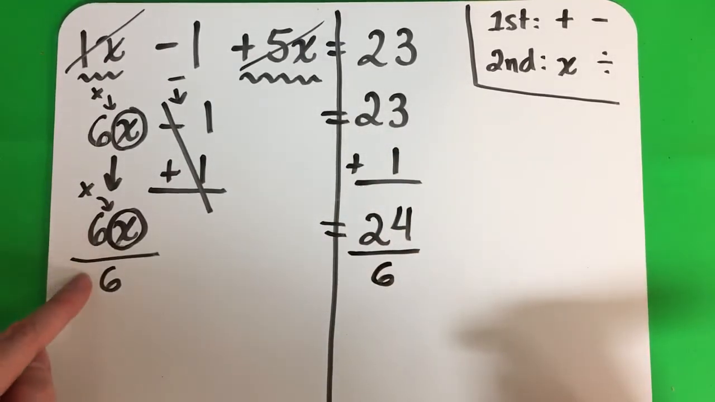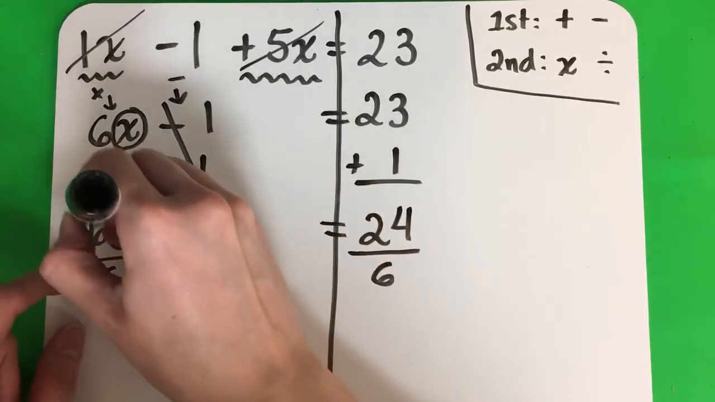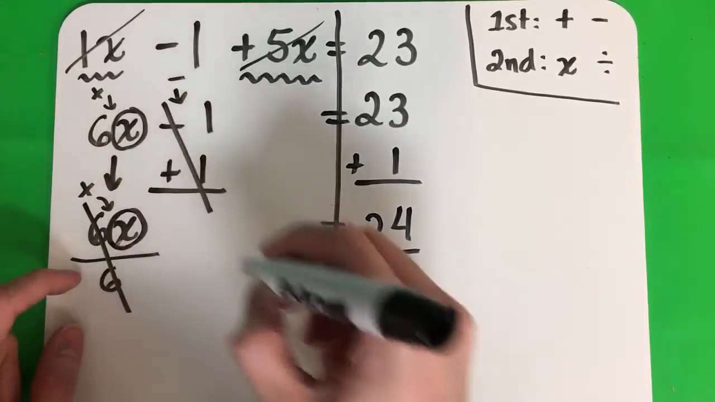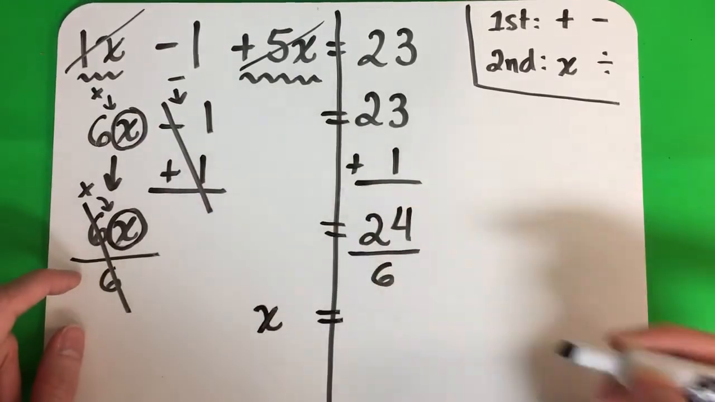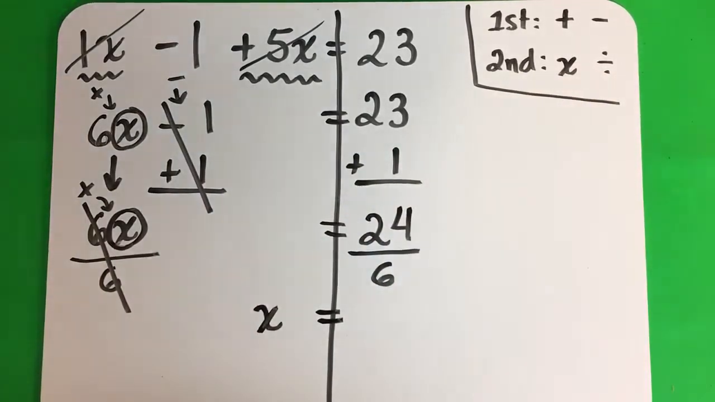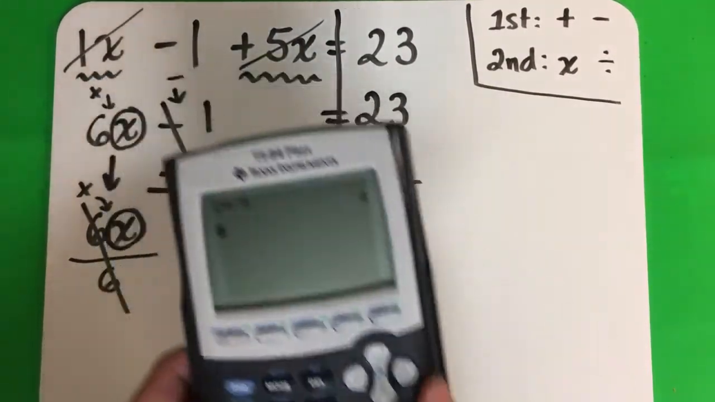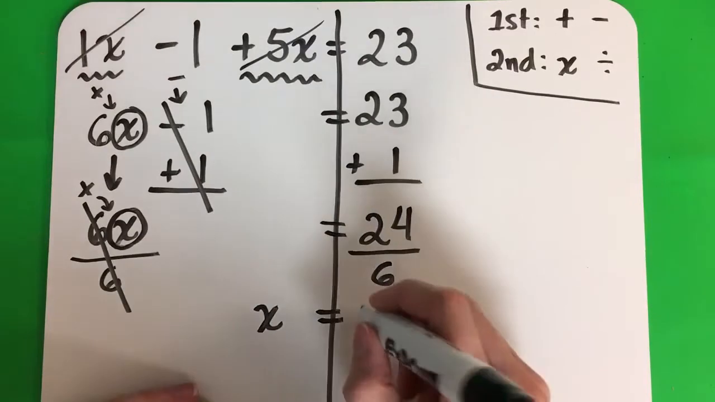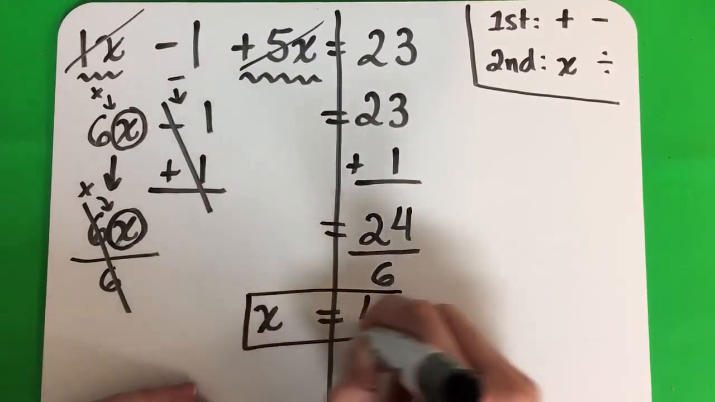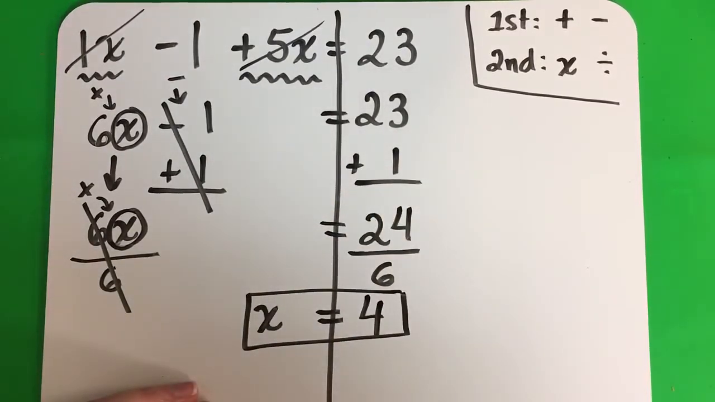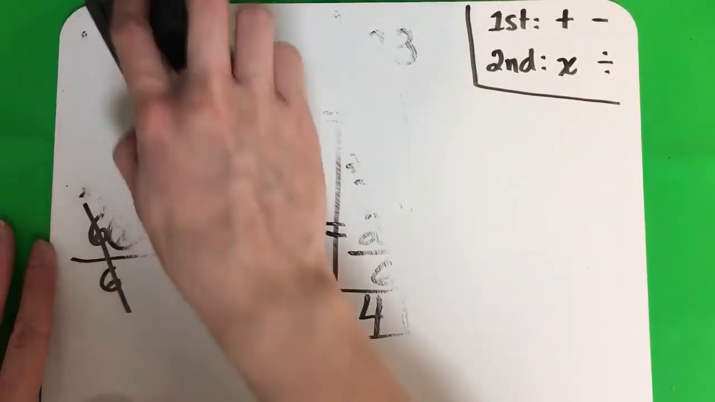6 divided by 6, so number divided by the same number, número entre el mismo número, it's 1, es 1. So cancel, entonces cancela. Copy x equals 24 divided by 6. 24 divided by 6, 4. There's my answer. Remember to pause if you need to copy.